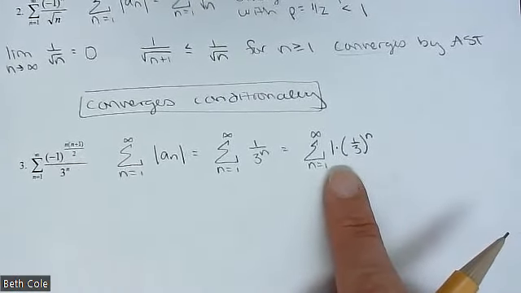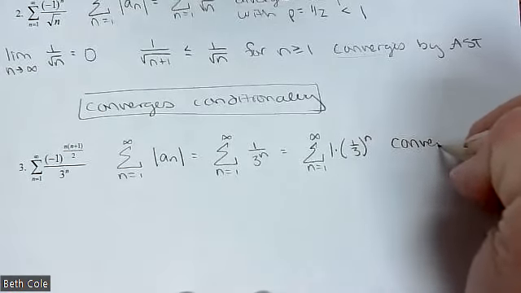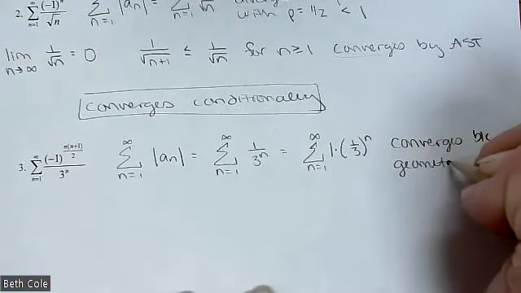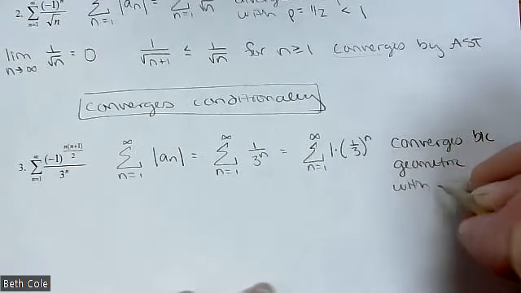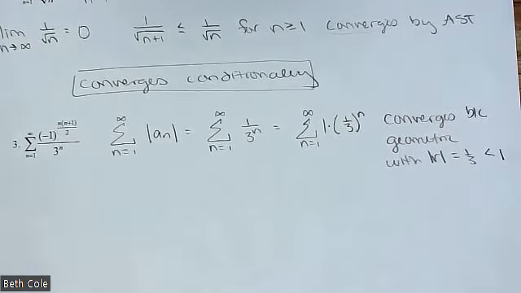Geometric, converges, or diverges? Converges. So we would say converges because geometric with absolute value of r equals 1/3, which is less than 1.